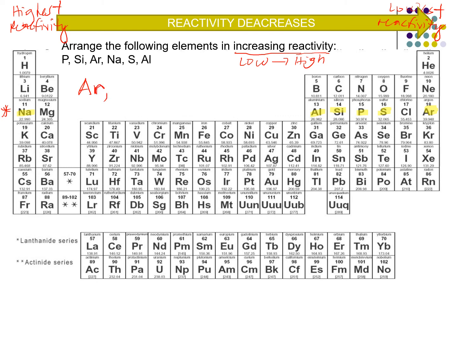And then next, sinong susunod? Si sulfur. After sulfur, we have phosphorus. And then next is silicon, aluminum, and lastly, we have sodium. So, ito po yung tamang arrangement or yung tamang sequence. So, anong ibig sabihin nun?